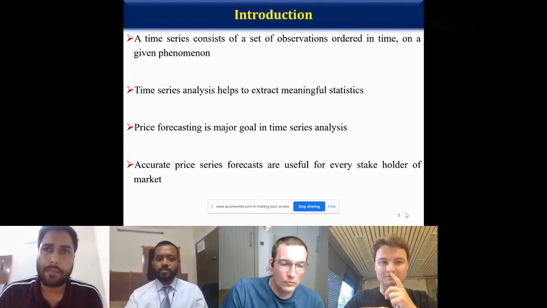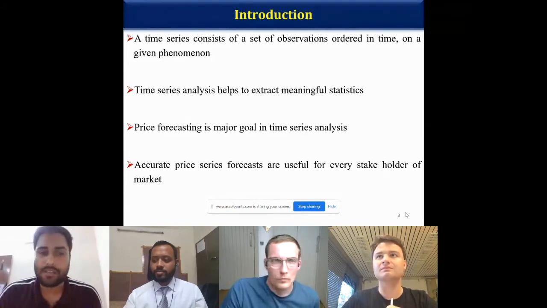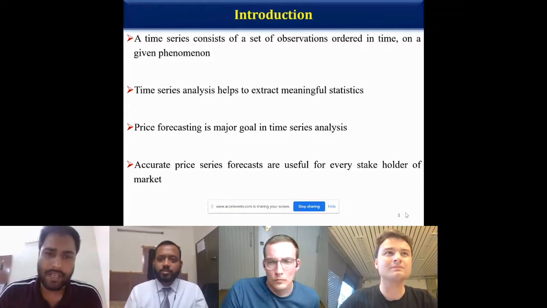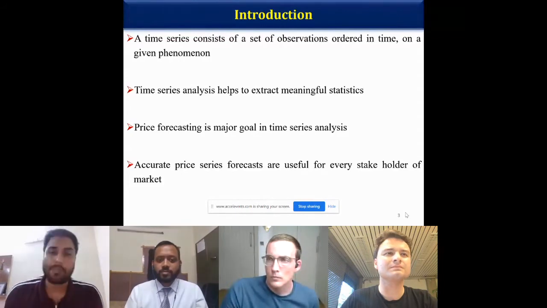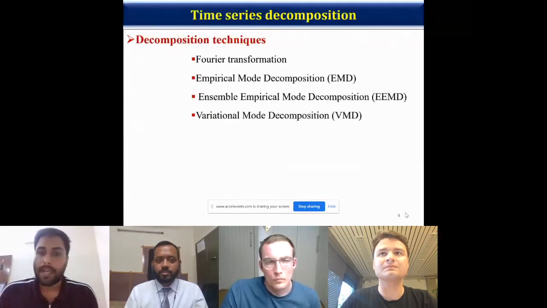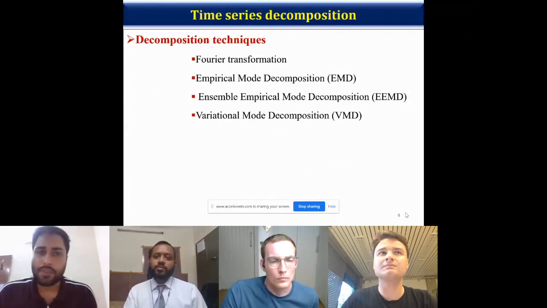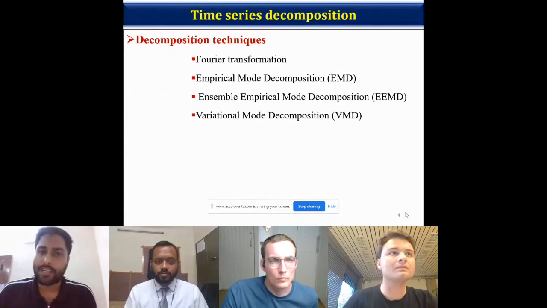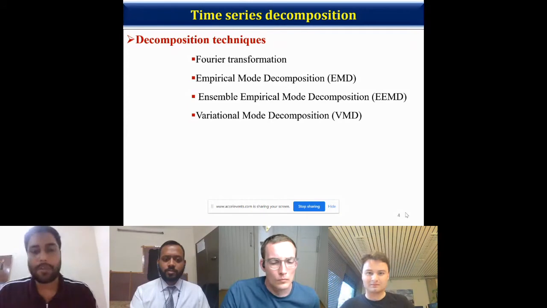There is a lot of research and literature that suggests different forecasting models for agriculture price forecasting, but still we cannot achieve a model with that much accuracy. So here we use a decomposition-based time delay neural network. First of all we have to decompose a series into different parts, and after decomposition we forecast each individual component. For the decomposition we use Fourier transformation, empirical mode decomposition, ensemble empirical mode decomposition, and variational mode decomposition. All these decompositions are based on the frequency domain.